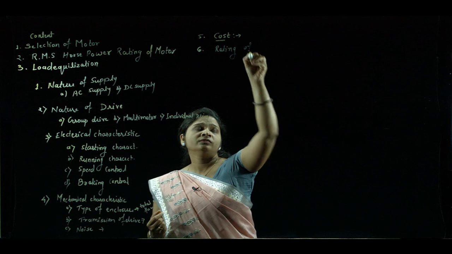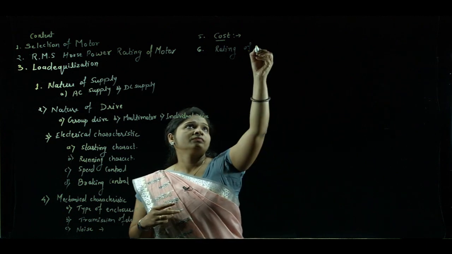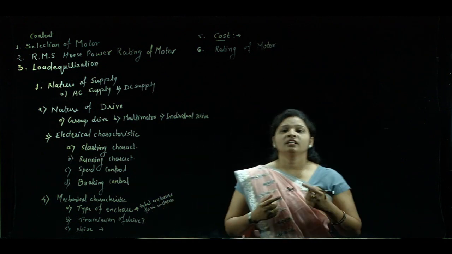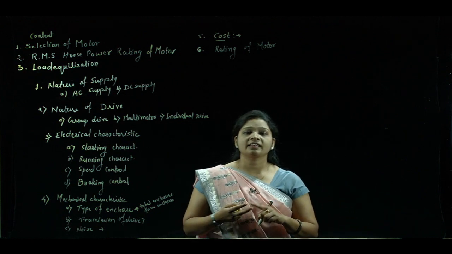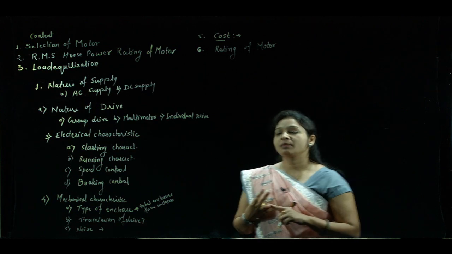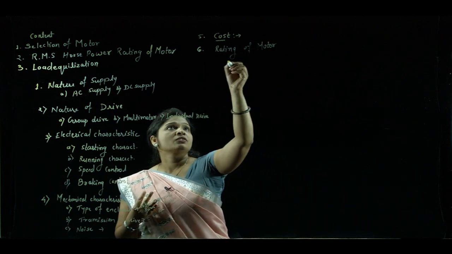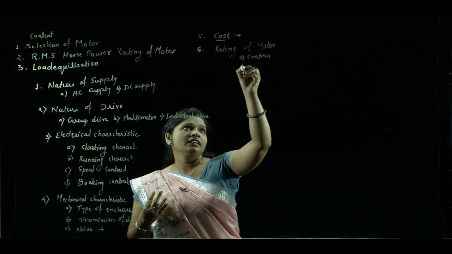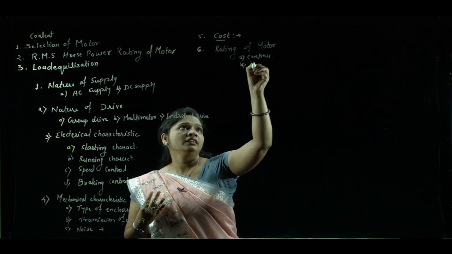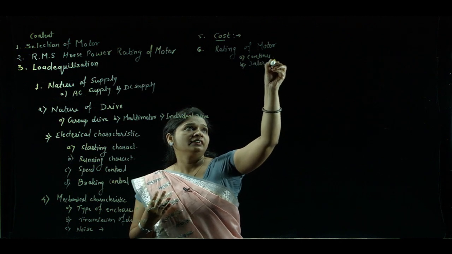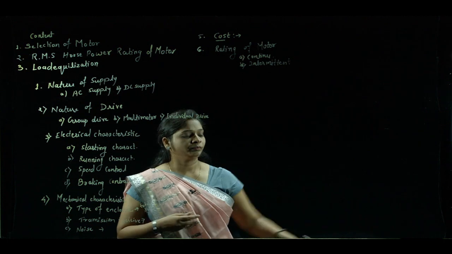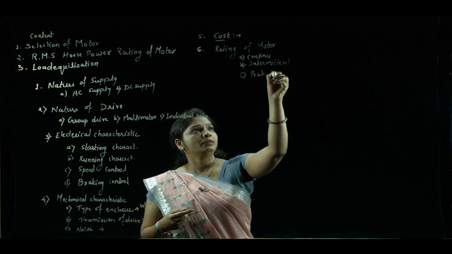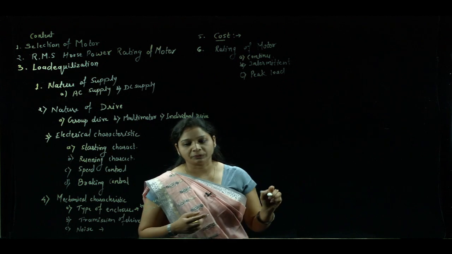Rating of motor. In the rating of motor, first is a continuous type of rating, the second one is intermittent, and lastly it is a peak load type of rating. So first is continuous, second is intermittent, third is peak load. So this is a rating of motor.